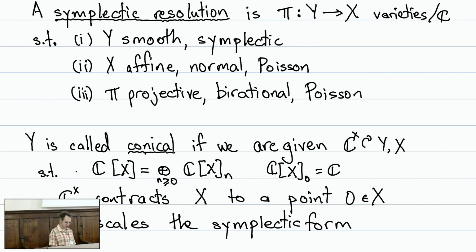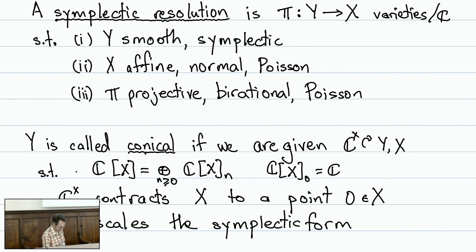So y is called conical if we are given an action of a C star, a single C star, on the pair y and x, and I didn't write it, but pi should be C star covariant, such that the action is conical. So what that means intuitively is that the C star action contracts x to a single point. That's why it's drawn as x, because it gets all contracted to the middle here.